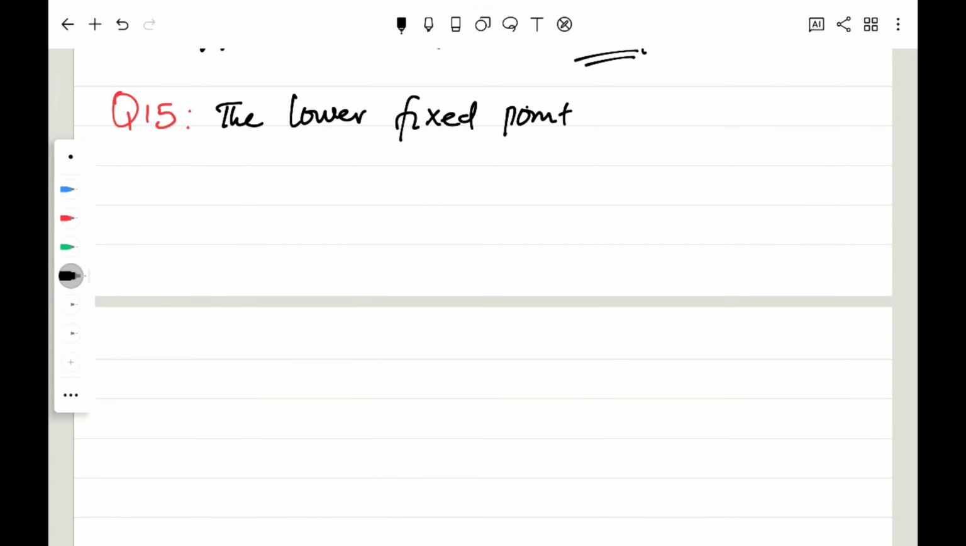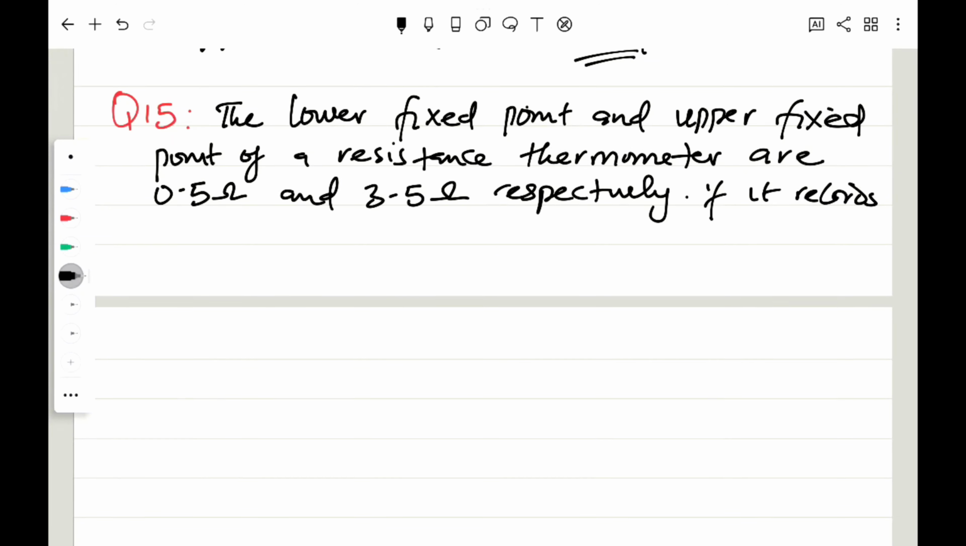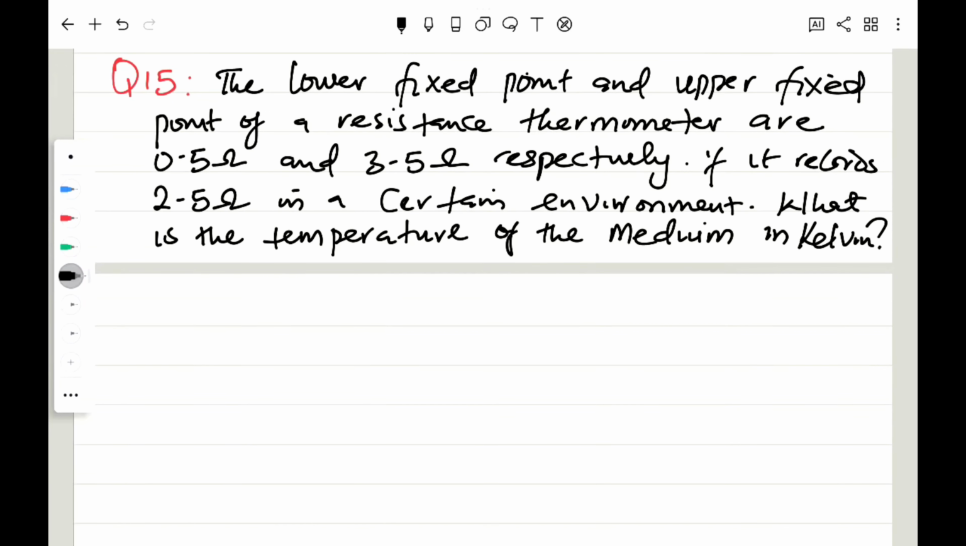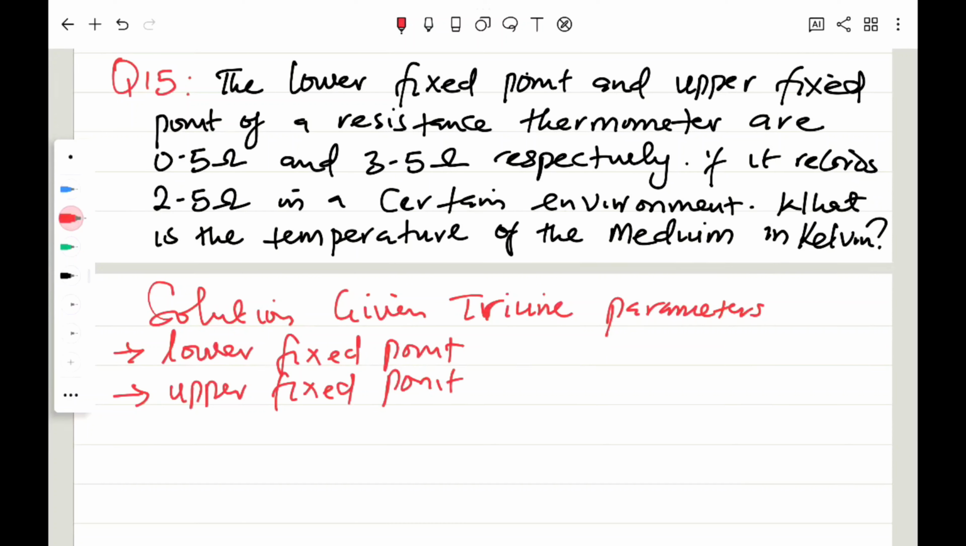Next question. The lower fixed point and upper fixed point of a resistance thermometer are 0.5 ohms and 3.5 ohms respectively. If it records 2.5 ohms in a certain environment, what is the temperature of the medium in Kelvin? Solution. This question is under temperature measurement. So lower fixed point, you must understand that. The upper fixed point, you must know that. The measured point or the unknown point must be noted.